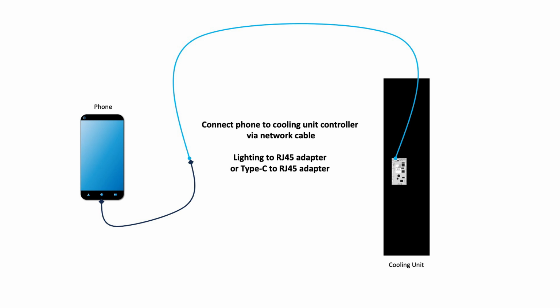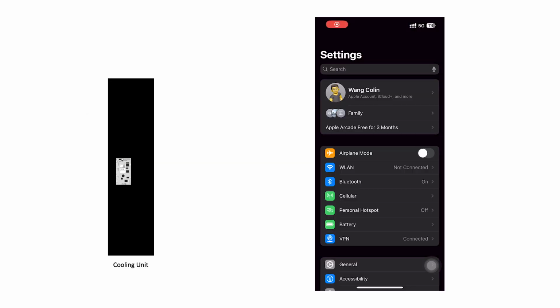Here is how to access the cooling unit through a mobile phone. First, use a Lightning to RJ45 adapter to connect the mobile phone and the cooling unit. For other mobile phones with Type-C interfaces, use a Type-C to RJ45 adapter. After plugging in the adapter, the Ethernet option will be displayed in the mobile phone.